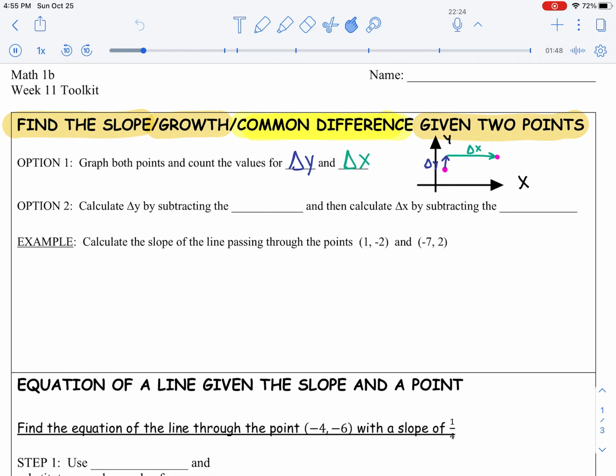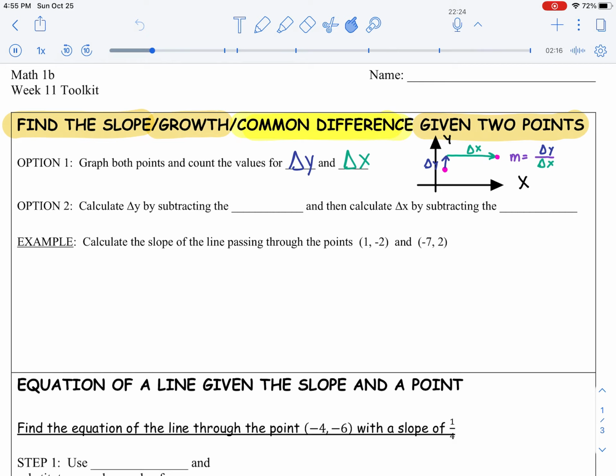So then my growth is equal to the change in the y value divided by the change in the x value. And we have practiced this before. You are welcome to use this method. But sometimes I don't want to draw graphs. Sometimes I don't have the time to draw my graphs well.